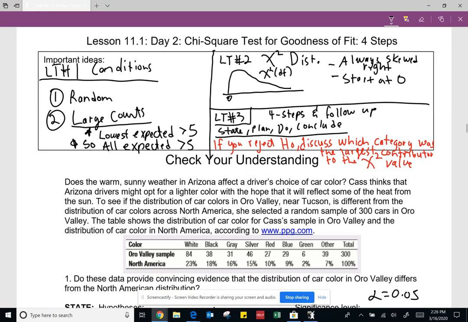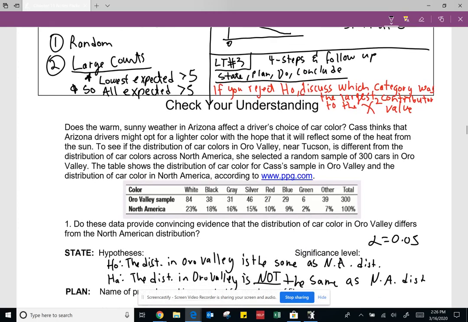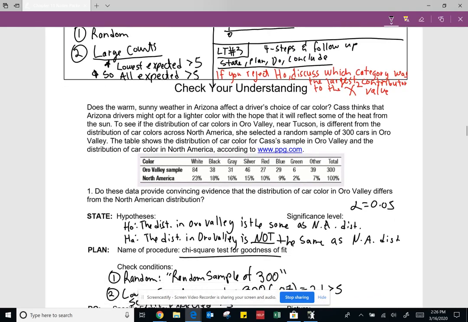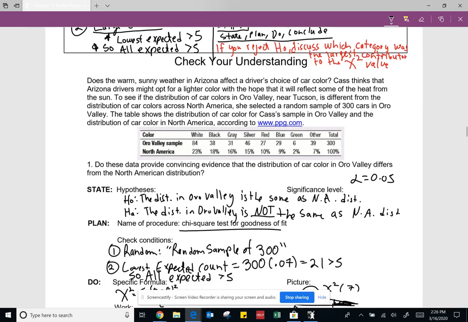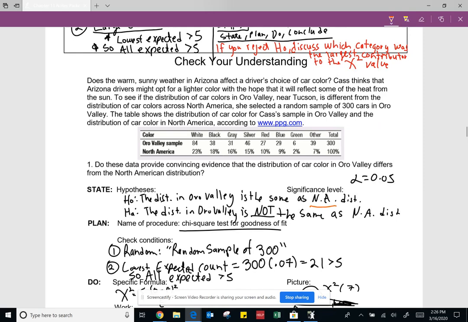Okay, so does this data provide convincing evidence that the distribution of car color in Oro Valley differs from the North American distribution? So my hypotheses are that the distribution in Oro Valley is the same as the North American distribution. Just notice that I shortened it to NA distribution. And then our Ha would be that the distribution in Oro Valley is not the same as the North American distribution. So the conditions that we are checking: random and having a large enough amount of expected counts.